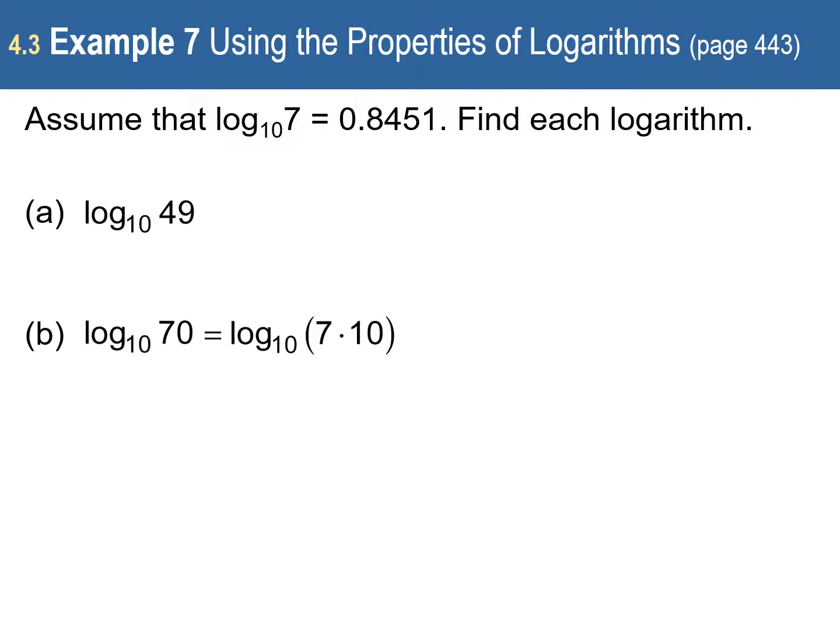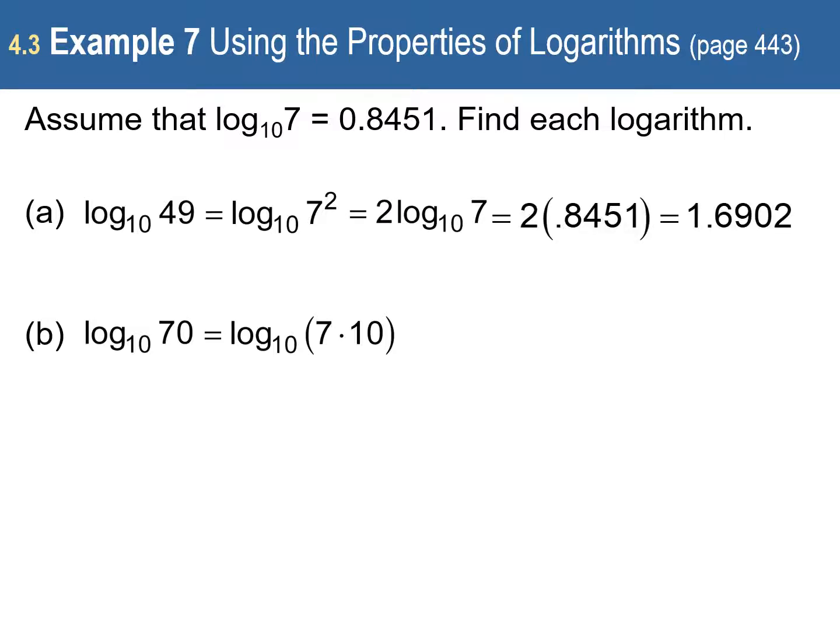So assume that log base 10 of 7 is 0.8451. Find each log. So log base 10 of 49, I know log base 10 of 7, so I'm going to rewrite 49 as 7 squared. So this is 2 times log base 10 of 7. So it's 2 times 0.8451, or 1.6902.